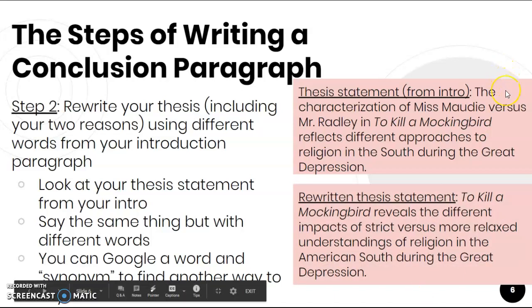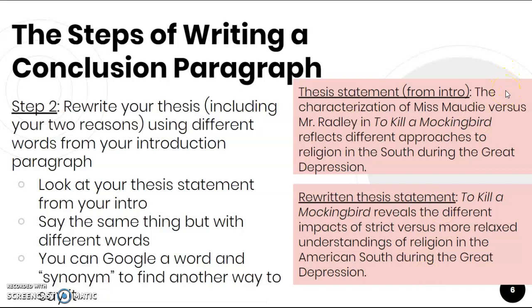So first, let's just go over the original thesis statement from the intro. The characterization of Miss Maudie versus Mr. Radley in To Kill a Mockingbird reflects different approaches to religion in the South during the Great Depression. And then here's my rewritten one for my conclusion. To Kill a Mockingbird reveals the different impacts of strict versus more relaxed understandings of religion in the American South during the Great Depression. You see how I use different words there? So I'm sort of reframing it in a new way.